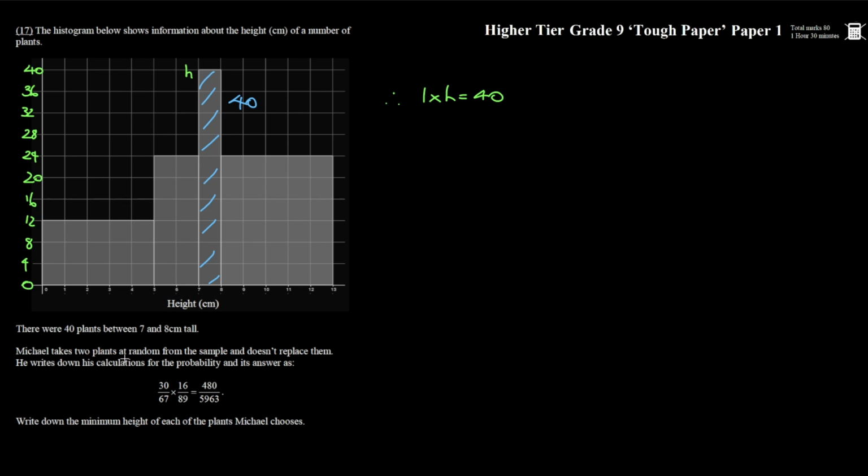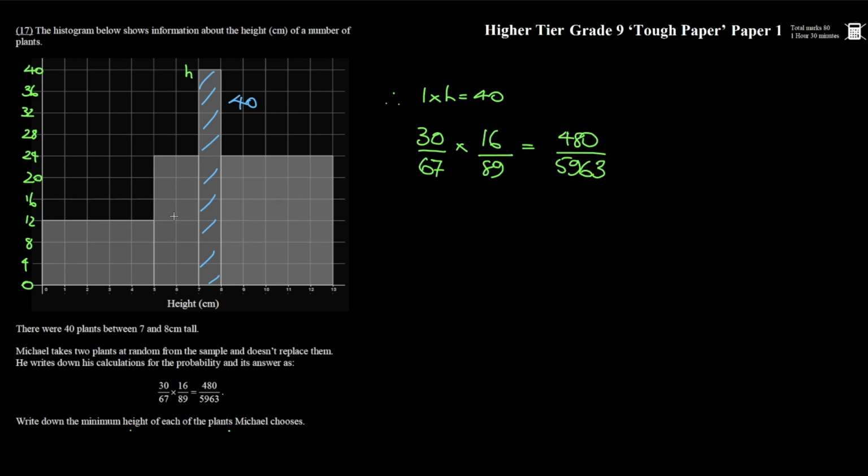So Michael takes 2 plants at random from the sample. So any of these heights of plants he can take and doesn't replace them. So once we've picked one, we'll have 1 fewer plants to pick. He writes down his calculations for the probability, and his answer is this. Okay, so let's write this down.